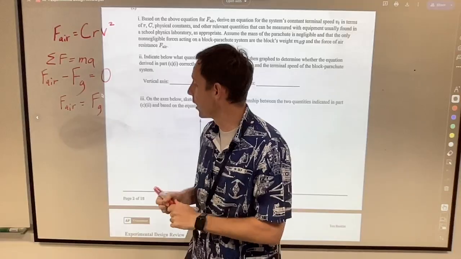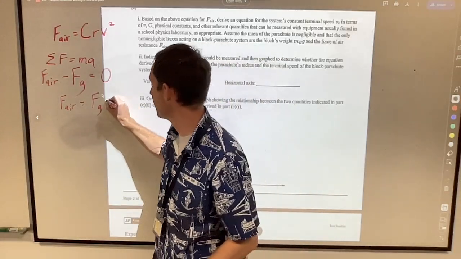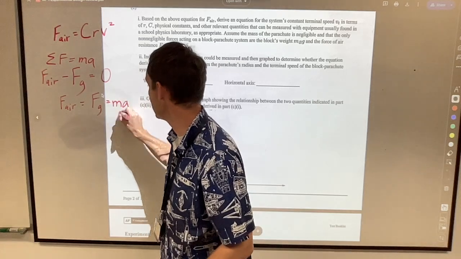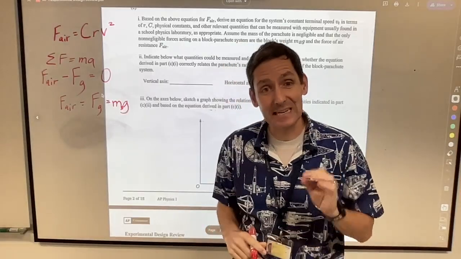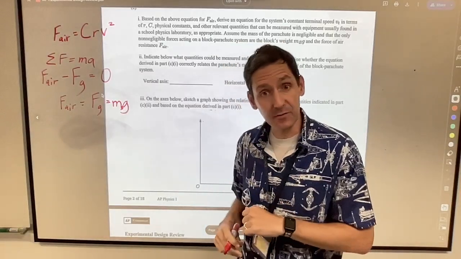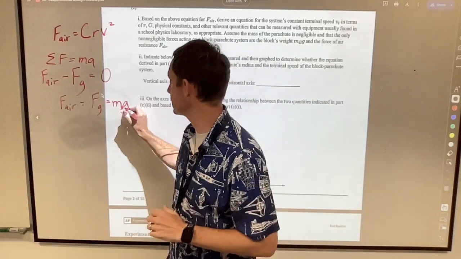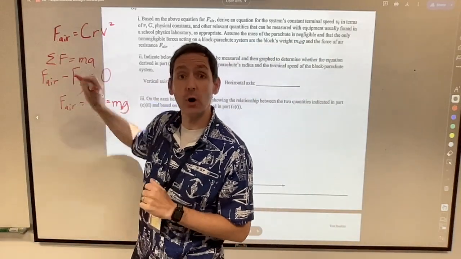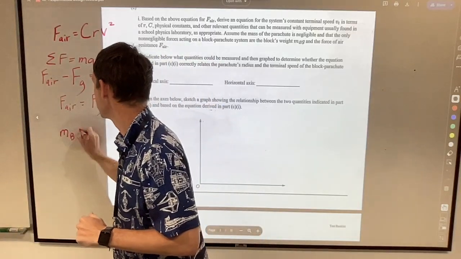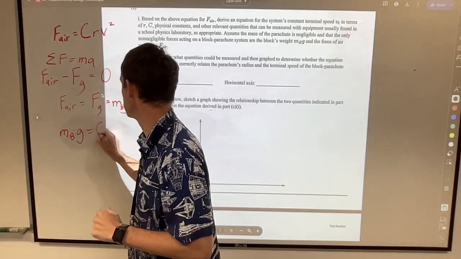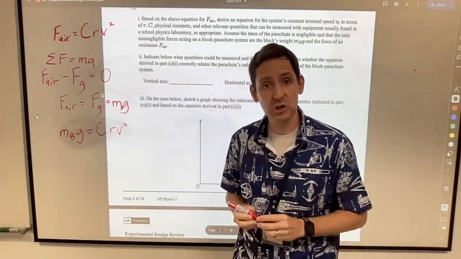So, therefore, I can say the force of air is equal to the force of gravity, and we know that the force of gravity is equal to mg. And that m is the mass of the block, which was given as mb at the very beginning of the question. You can rewind it if you need to double check that. So I'm going to take this, and I'm going to substitute it for F air. So what I end up with now is mbg is equal to CRV squared. Just like that.